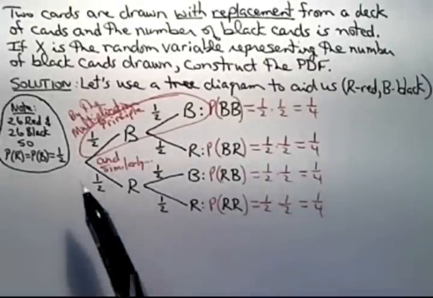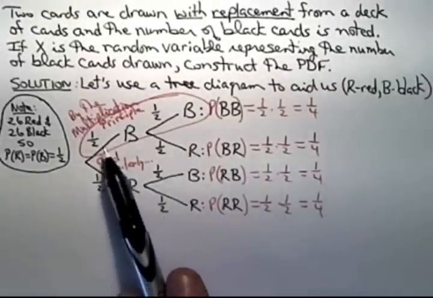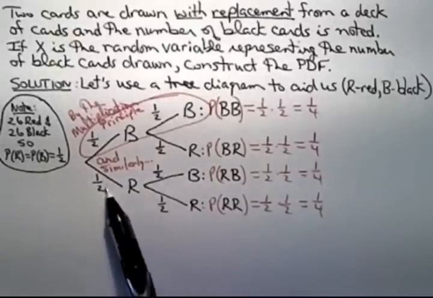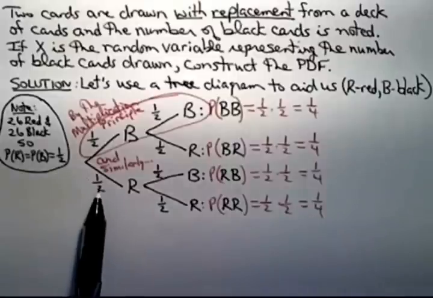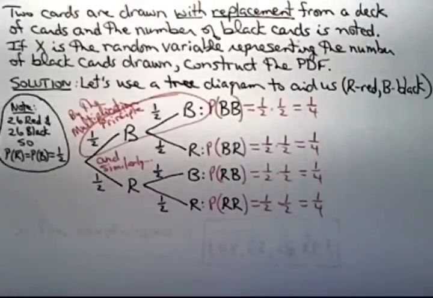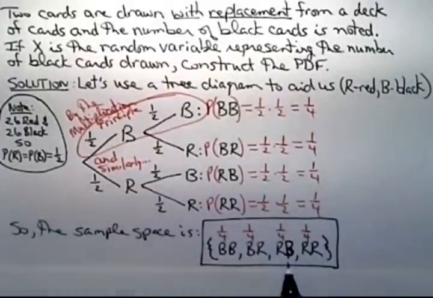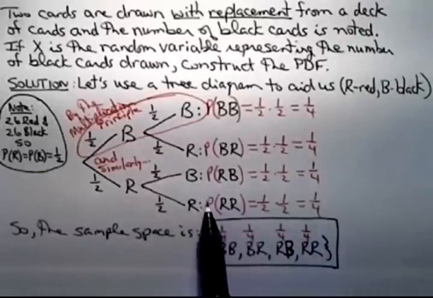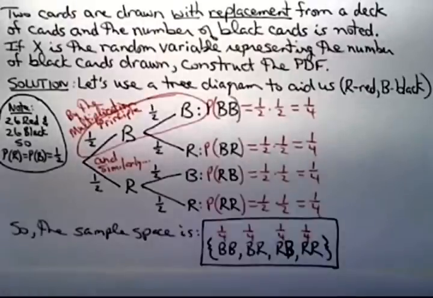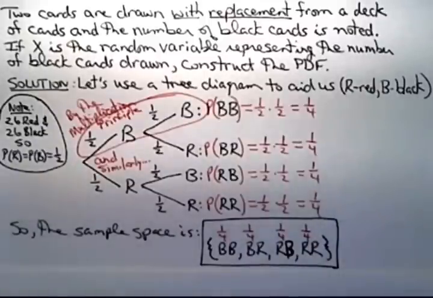Using that same logic, I can say the probability of getting a black followed by a red is 1/2 times 1/2, which is 1/4, and the probability of having a red followed by a black is 1/2 times 1/2, which is 1/4, and the probability of having a red followed by another red is 1/2 times 1/2, which is again 1/4. And from here, of course, I could just write out the sample space. You've got BB, BR, RB, and RR, and I'm going to put those probabilities just above each element of the sample space to emphasize the fact that those probabilities have already been calculated.